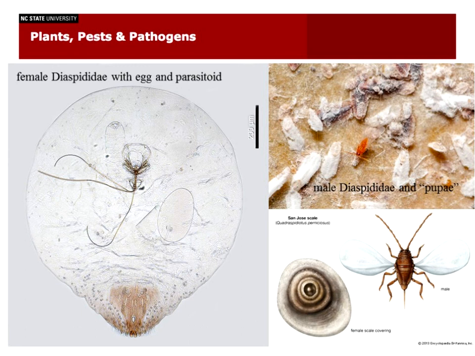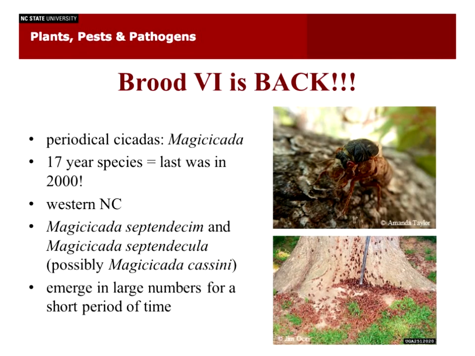Okay. The next thing I'm going to talk about is another bug, except a much larger bug. So brood 6 is back. The periodical cicadas in the genus Magicicada, almost like magic cicada, and they are kind of magic because they have these weird prime number 17 or 13 year life cycles. So this is actually the 17-year species. Of course, it was last seen in the year 2000.